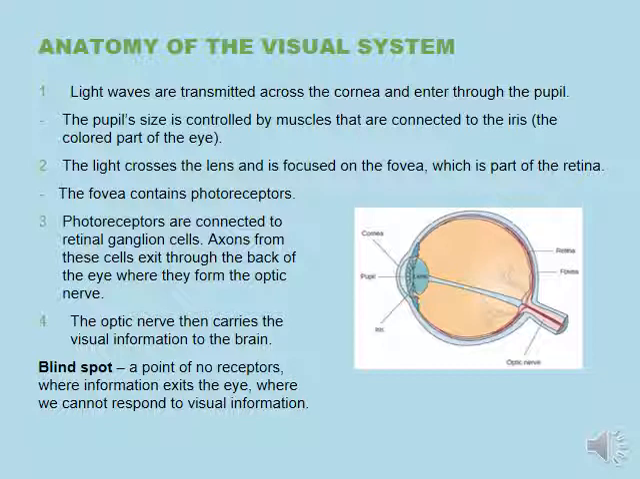So again, you also have the blind spots. These are the point of no receptors, where information exits the eye, where we cannot respond to visual information. So this is where we have areas where we can't see past the initial corner of our eye and everything else. Again, that's where it primarily does not initially respond.